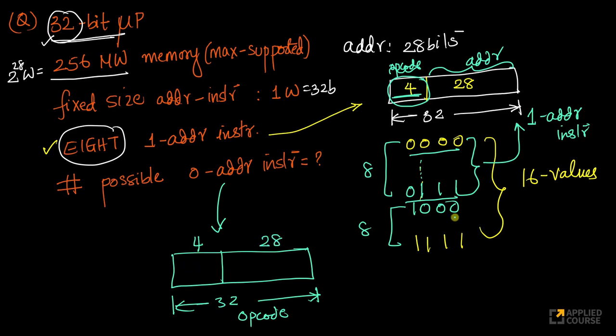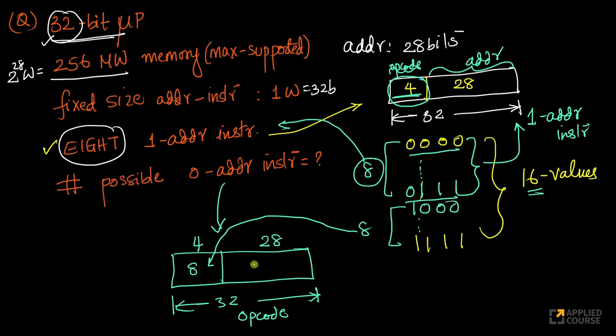In the first 4 bits, I can have a total of 16 values, but 8 of those values are taken up by the one address instruction, which means only 8 more are left here. Only 8 distinct values. These 8 values can be used here. So when the control unit sees the first 4 bits lying in the region from value 8 to 15, it interprets this as a zero address instruction, which means it not only uses the first 4 bits, it will also use the next 28 bits.